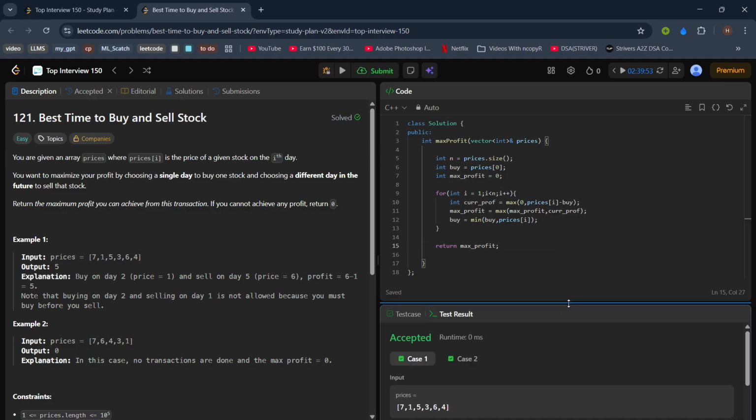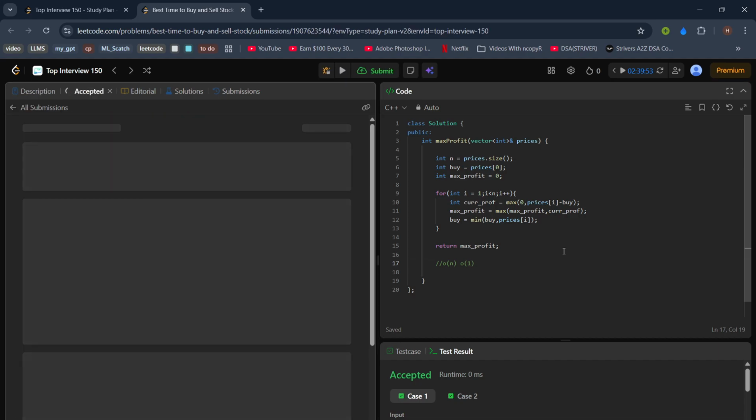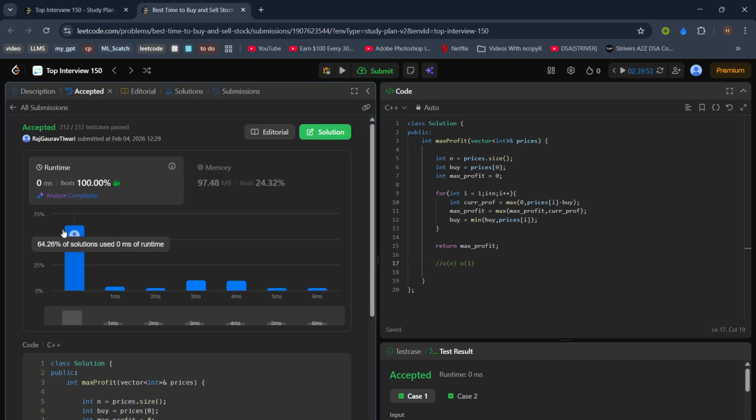So you can see that it got accepted. So let us submit the solution. Yeah, first let's see what the time complexity is. Since we are doing this in one pass, the time complexity is big O of n, and we are not using any extra space, only two variables. So big O of one extra space. So this is the most optimal solution for this question. Let us try to submit this now. So you can see this got passed.